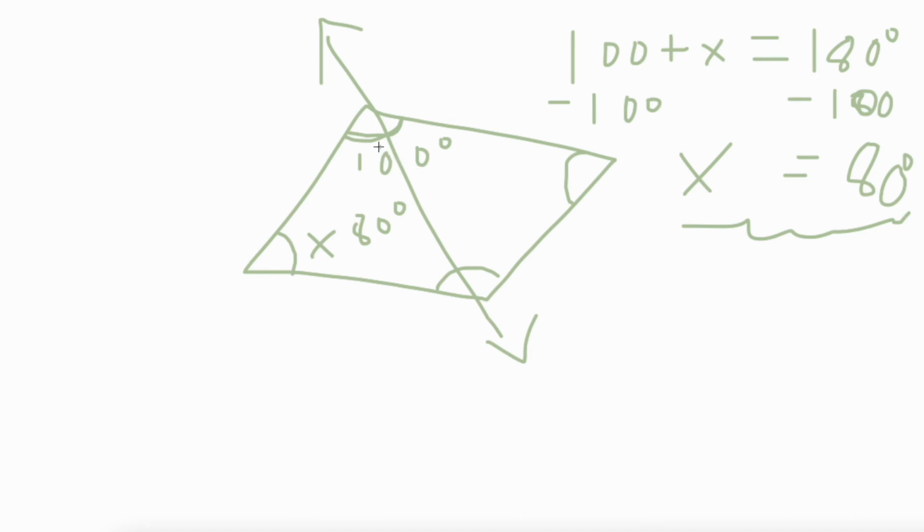Additionally, I can notice that the opposite angles are equal to each other, so I know that this angle is also going to be 100 degrees, and this angle will be 80 degrees. Because I can see that this angle and this angle adds up to 180, because 80 plus 100 is 180, 100 plus 80 is also 180, 80 plus 100 is also 180, etc. Which is how you see that it all adds up to each other.